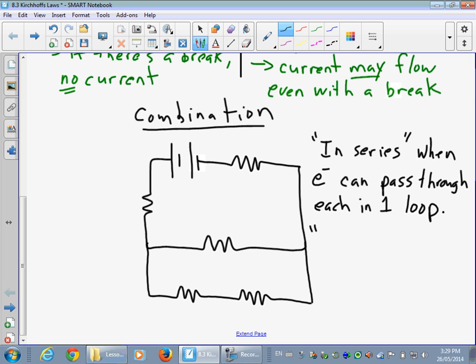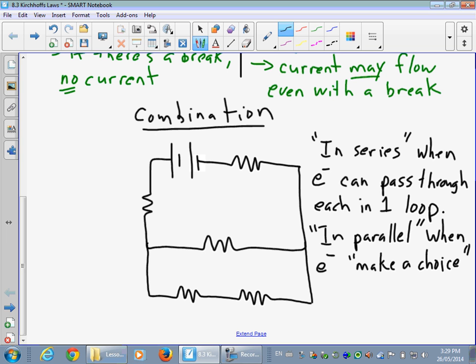Electrons or resistors are considered in parallel when the electrons have to make a choice. Now, this is not a conscious decision. Electrons don't have consciousness, as best we know. But the electron can only go through one or the other.